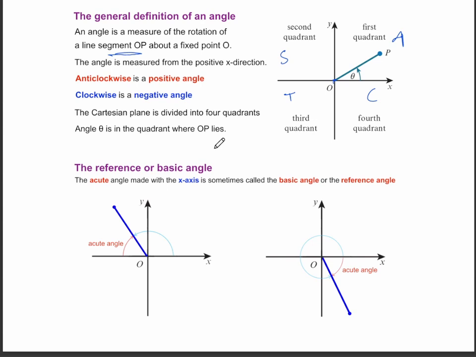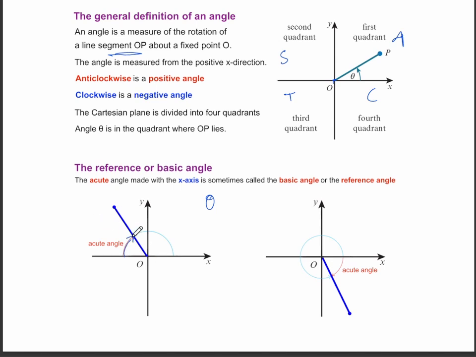When you're looking at the reference angle, which is the original theta that we are looking at, that is the acute angle that is made with the x-axis. So wherever that is, it's the acute angle, meaning the smallest angle that is made with the x-axis. Remember, an acute angle is between 0 and 90 degrees, which will give you the smallest angle made with the x-axis. Meaning, if it's in the second quadrant, then the acute angle is this right here.